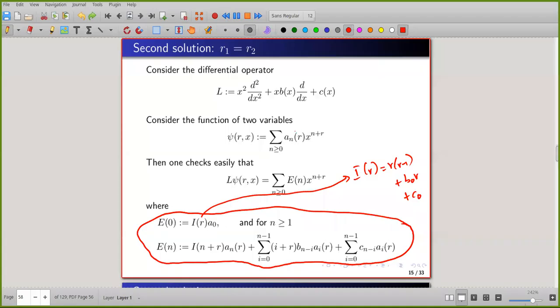Let me just repeat what we did. We took this function of 2 variables and we applied L to this. Now this is a function of r, so d by dx does nothing to the r. It is only going to apply on the x to the n plus r. So when we apply this operator, you can check that the result is the summation over n greater than or equal to 0 of E_n x to the power n plus r. For simplicity, I have used E_n over here because otherwise I would have to write this complicated thing. So E0 is like this, and for n greater than or equal to 1, E_n has this expression.